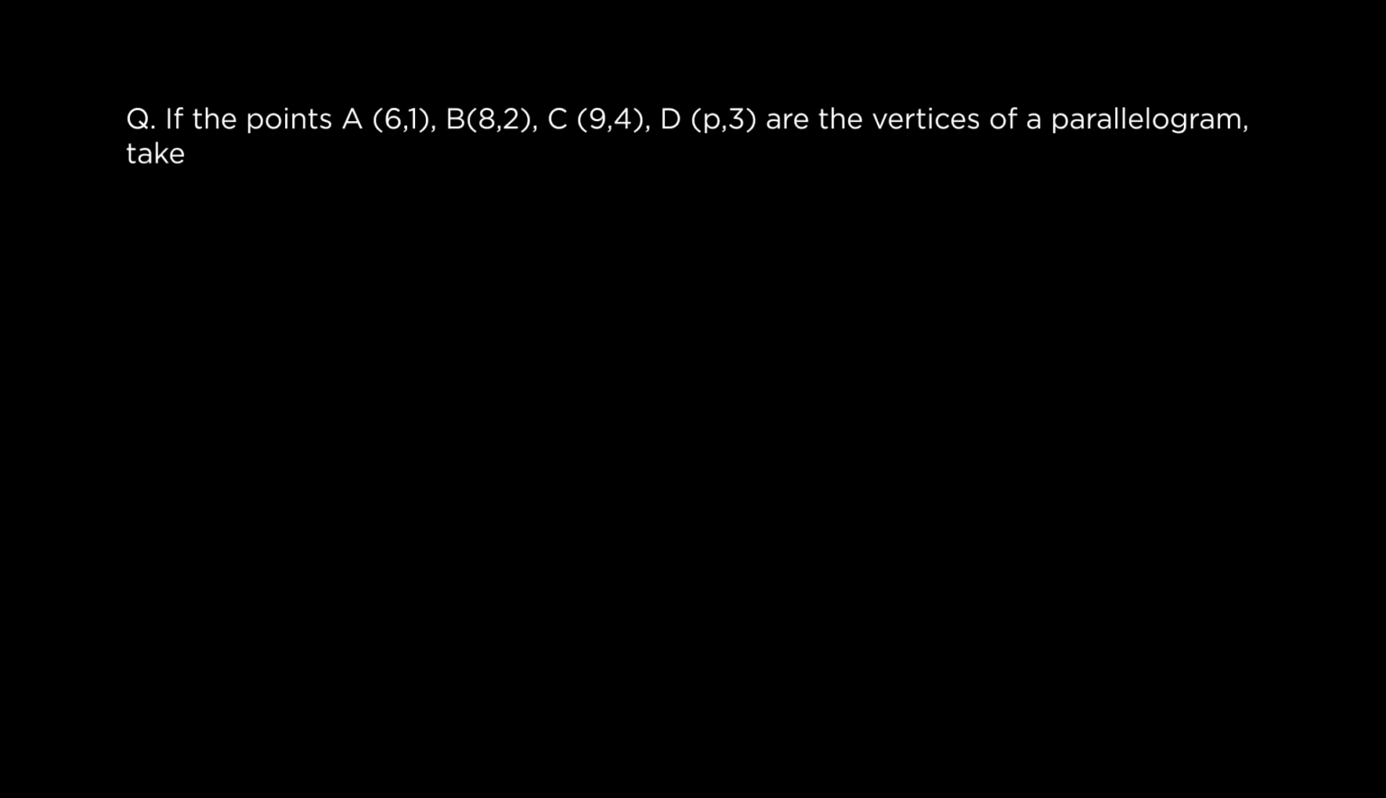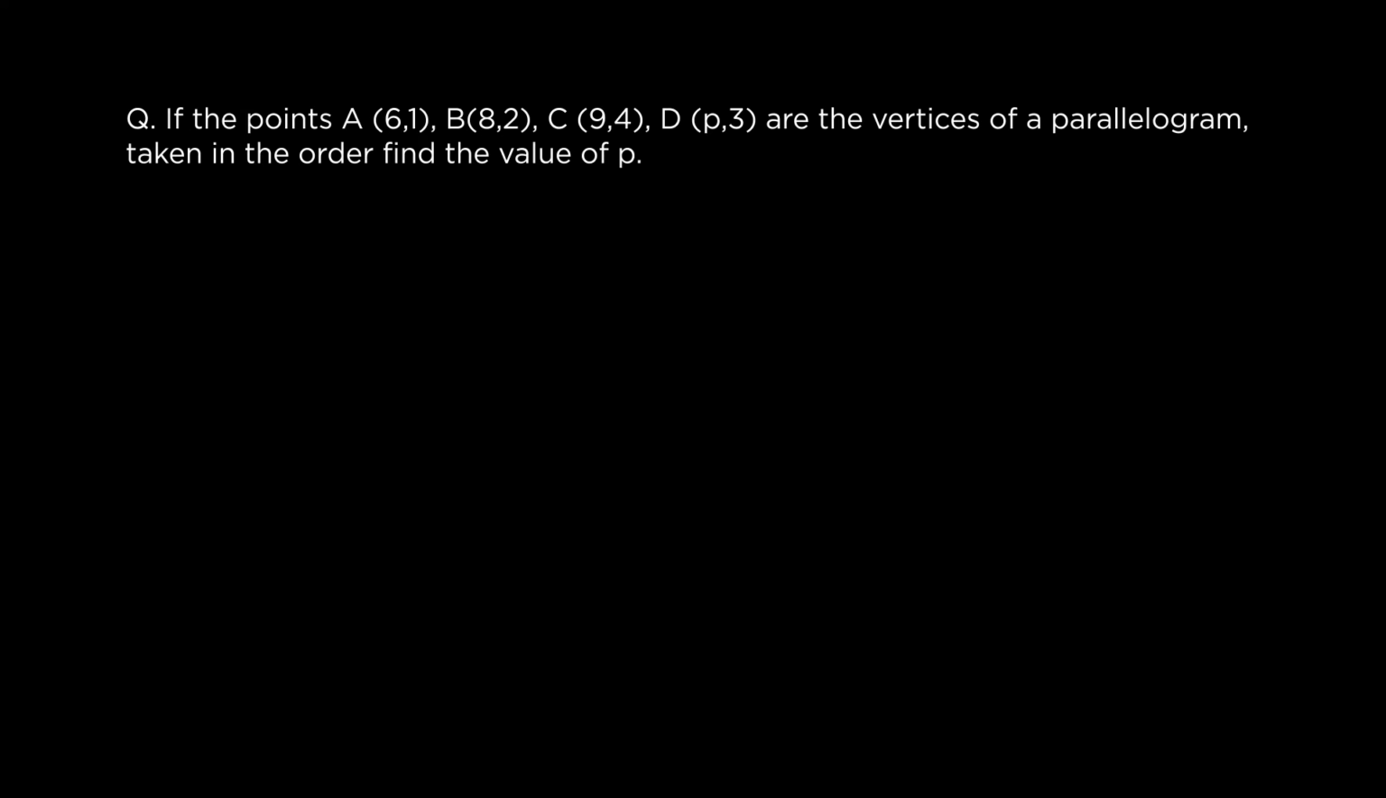Take a minute to read this question. The coordinates of a parallelogram ABCD are given to you, and you can see that the coordinates of D are incomplete. The x coordinate of D is unknown and it is given as p, and we have to find the value of p. How to do it?